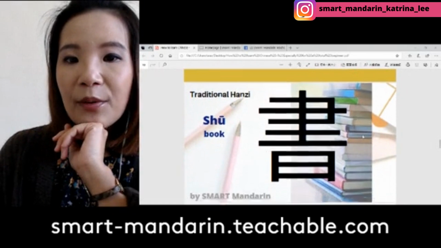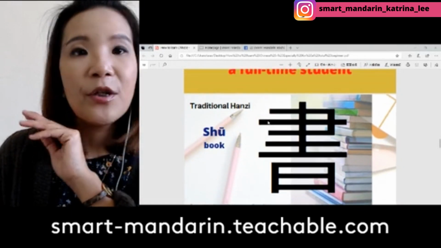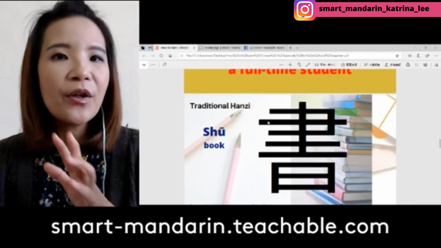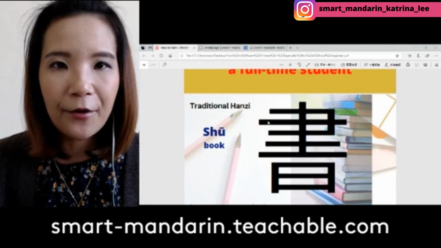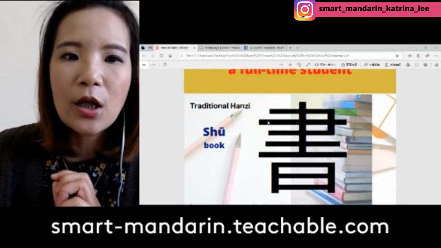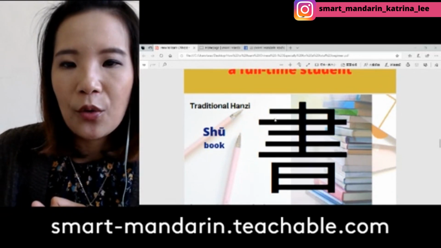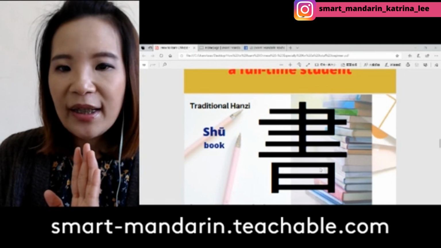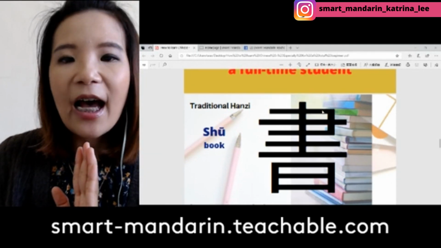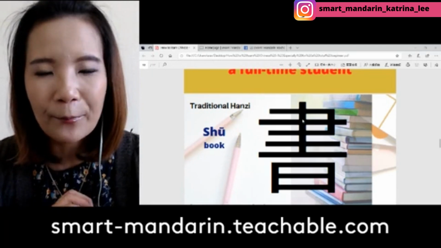Okay, for example, this is book. I'm using traditional characters. Let me know what you think in the comments. I'll check that later, but I have to focus on my PDF file and teaching you guys. So traditional, like this is book, you are like, oh my god, that's so many strokes. Yeah, if you see that alone, of course it's scary.